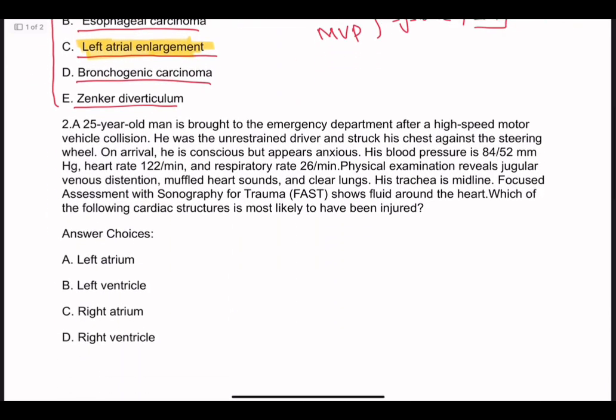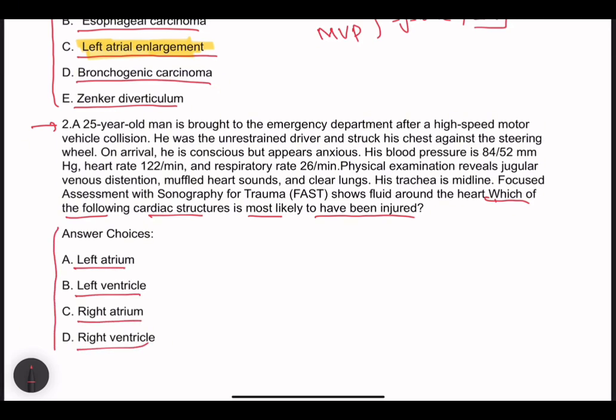Now let's switch to another question. Which of the following cardiac structures is most likely to have been injured? The answer options are left atrium, left ventricle, right atrium, or right ventricle. So this gives us an idea that in this question stem we would have a scenario of an injury or trauma to the heart. Now let's go through the question stem.